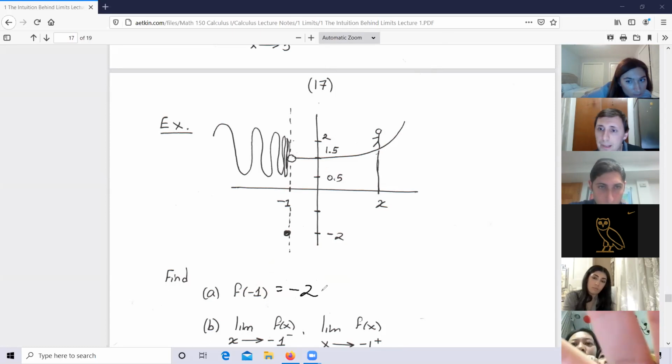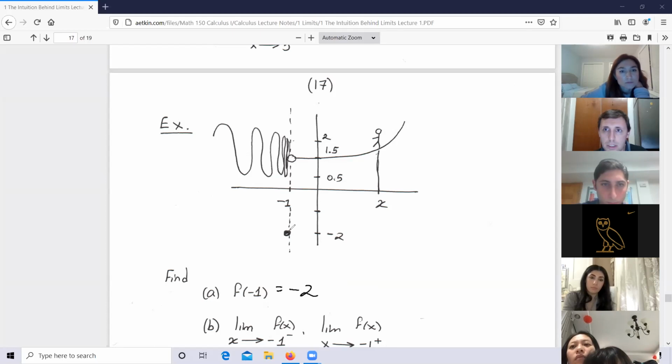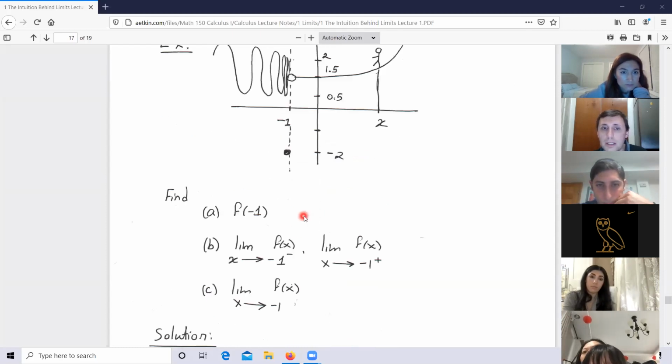Okay. Everybody sees the minus 2. It's because of this region here. Wonderful. Now, tell me, what is the limit as x goes to minus 1 plus?